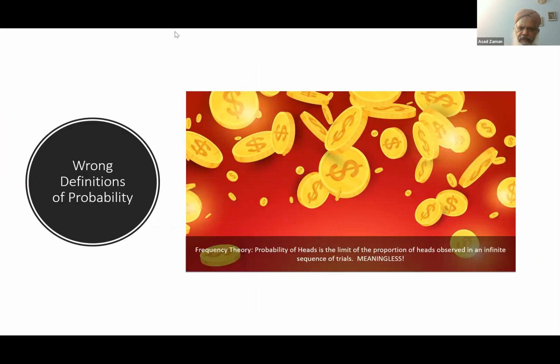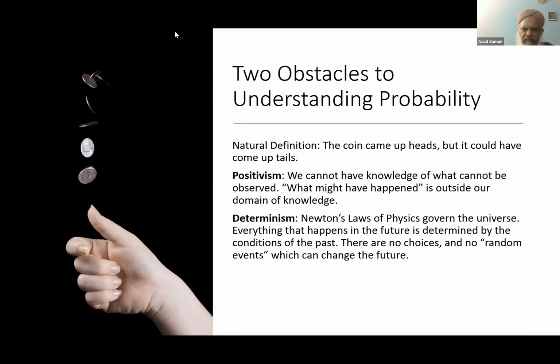The third problem is wrong definitions of probability. Nearly all textbooks tell you that probability is the limiting frequency of the proportion of heads in an infinite number of trials. This is completely wrong. It's actually meaningless. It's ridiculous. The reason that positivism prevents you from reaching the natural definition is that the natural definition has to do with unobservables. When you flip a coin and you say the probability of heads is half, what you're saying is that it could have come up tails also. But this it could have come up tails is not observable. So this natural definition is not available to positivists.